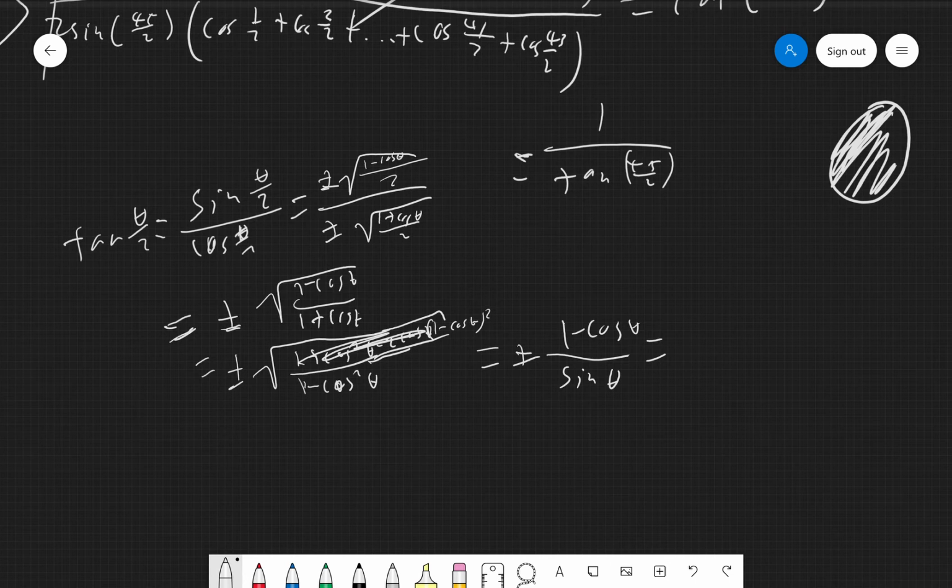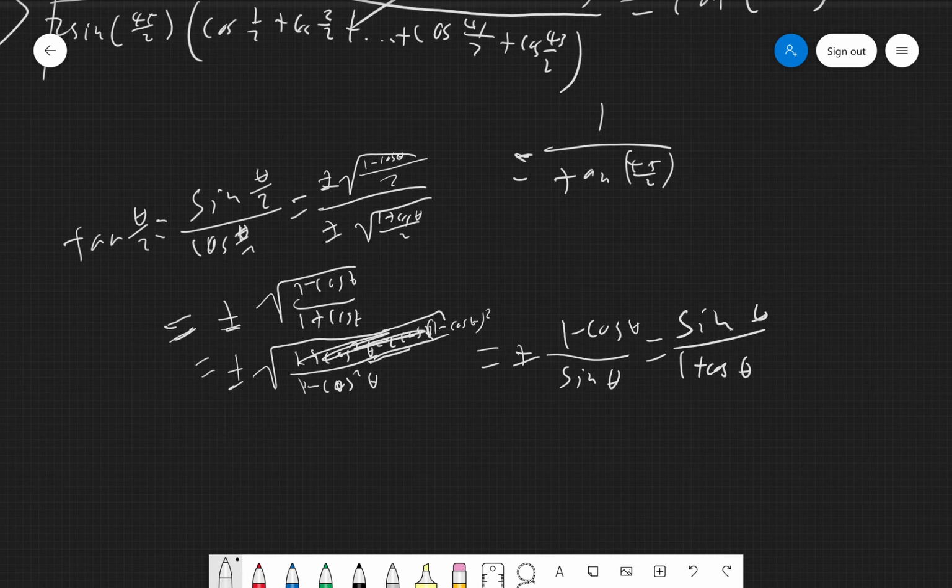Wait, did I do this right? Let me just check. Right, so 1 minus cosine theta over sine theta is also equal to sine of theta over 1 plus cosine of theta. See if you can find out why. Actually, I'm going to prove that it's true. If you do cross multiplication, you get sine squared of theta equals 1 minus cosine squared of theta, which is sine squared of theta, so boom. Nice. Alright, so now we're done with the proof.